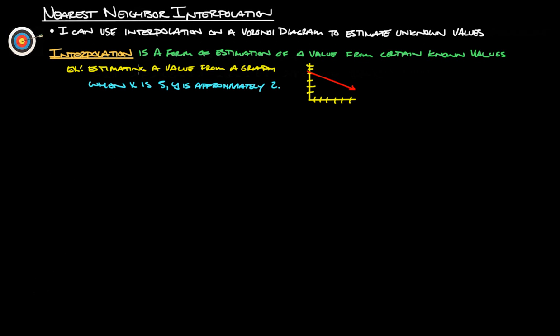Interpolation is a form of estimation of a value from certain known values. For example, estimating a value from a graph where the graph will actually hit that point is interpolation. So like when x is 5, 1, 2, 3, 4, 5, y is about 2.